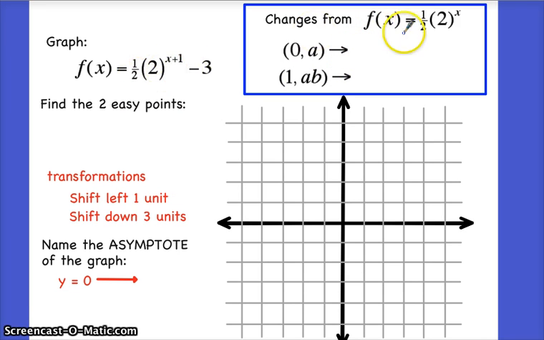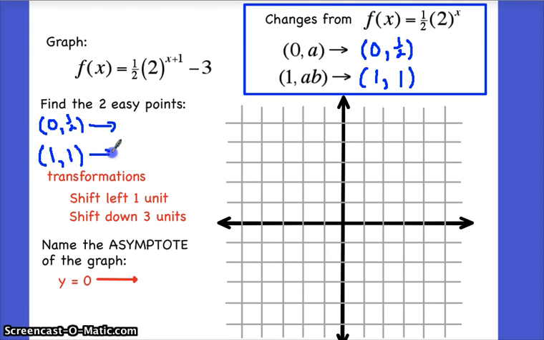Let's take our basic function, 1/2 times 2 to the x. We're going to plug in 0. 2 to the 0 is 1, which essentially gives you 1/2. And if I plug in 1, basically that turns into just a times b then. 1/2 times 2, or 1 as well. So you've got your two easy points, 0, 1/2, and 1, 1. But now what we need to do is perform our transformations. So I'm going to shift to the left 1 unit.